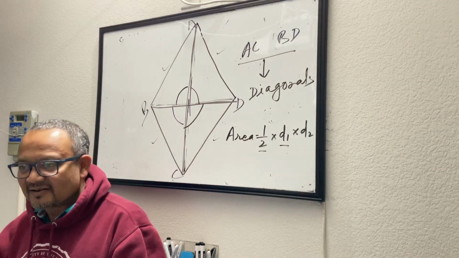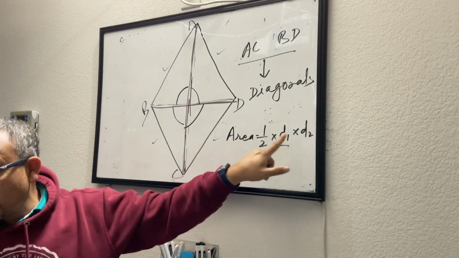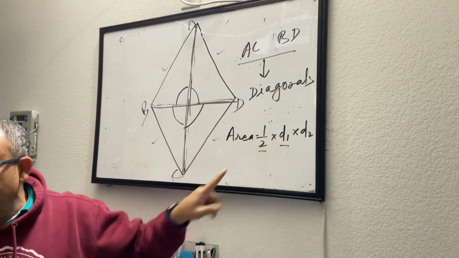So do we have to add diagonal 1 and diagonal 2? We don't have to add them. We have to multiply both the diagonals and then divide that by 2.